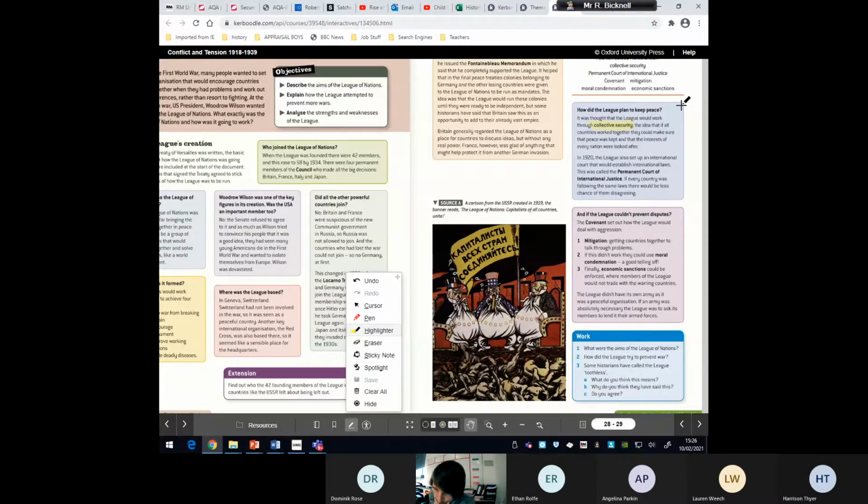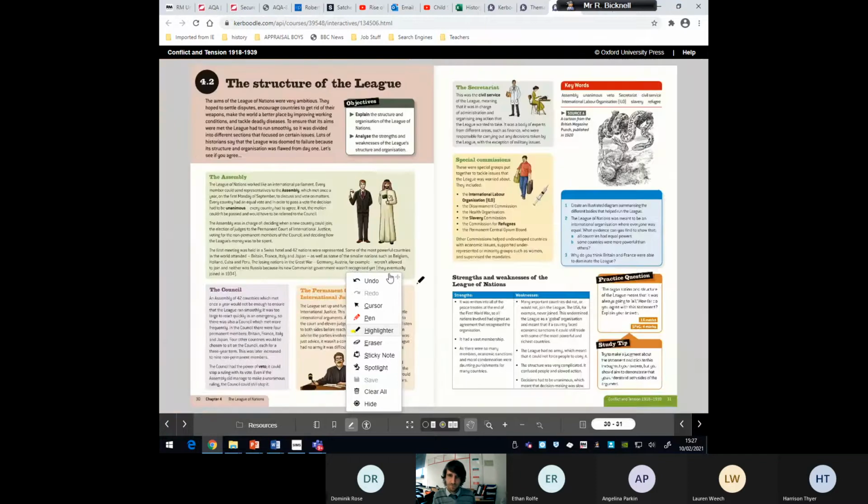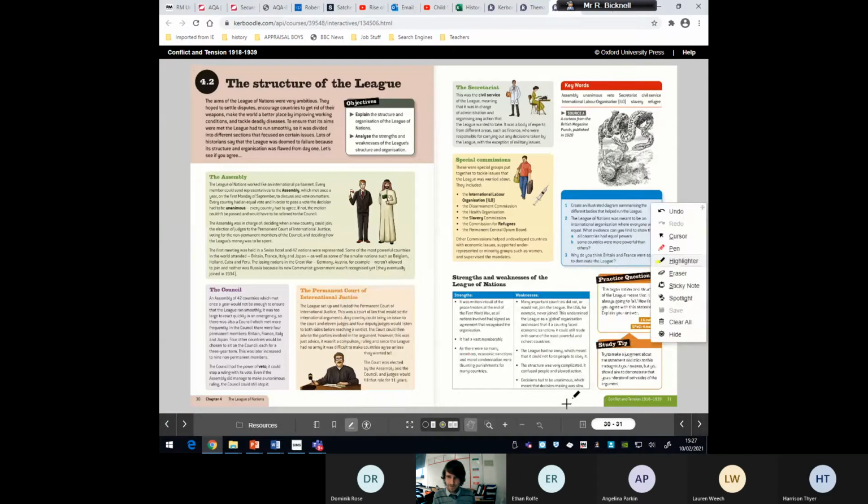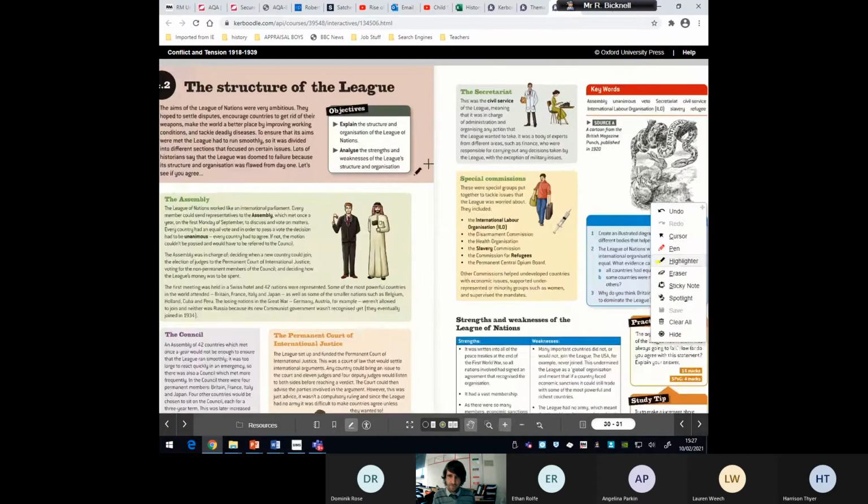Okay, so we're going to now have a look at how the League was set up. And in my opinion, this is one of the reasons why the League failed in the 1930s and in the 1920s. Its structure made it very difficult for the League to be successful. You could almost argue that the League failed or was set up to fail from the very beginning. So let's have a quick look at that structure now. Let's hide this, zoom in a little bit. There we go.